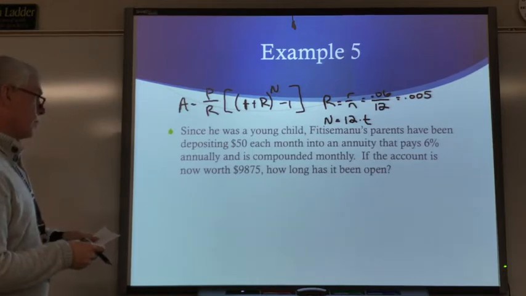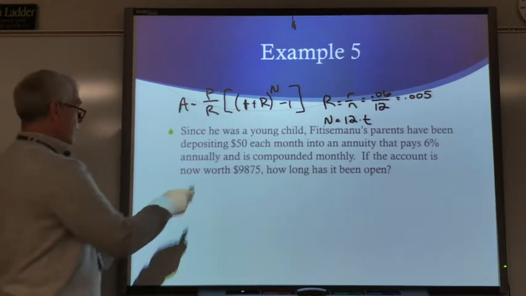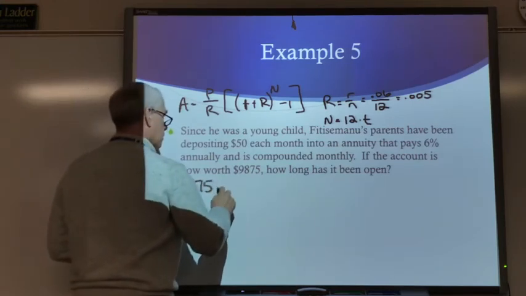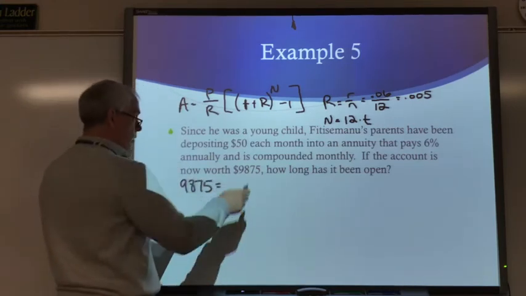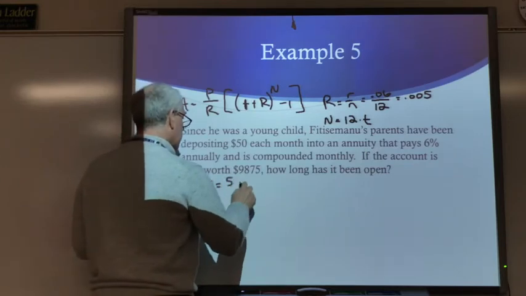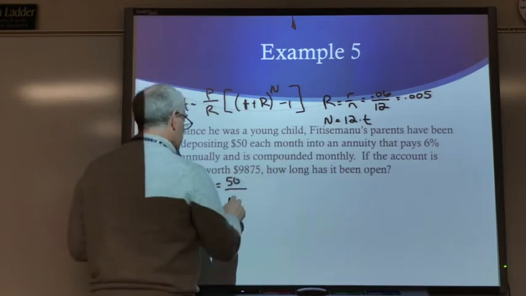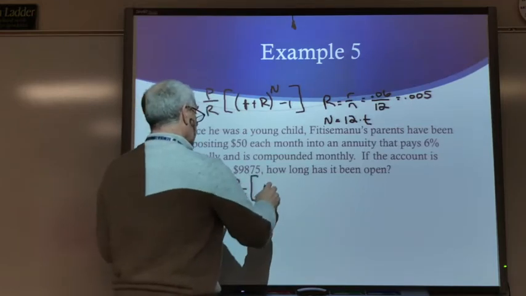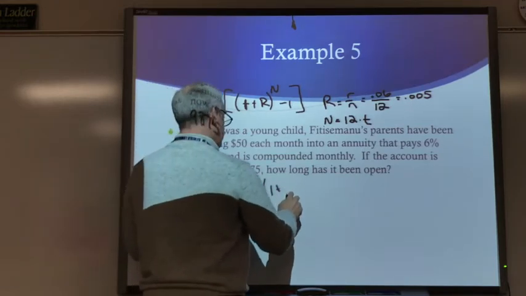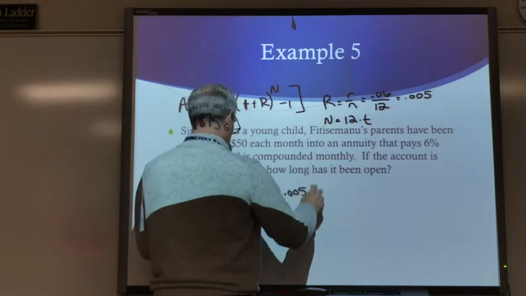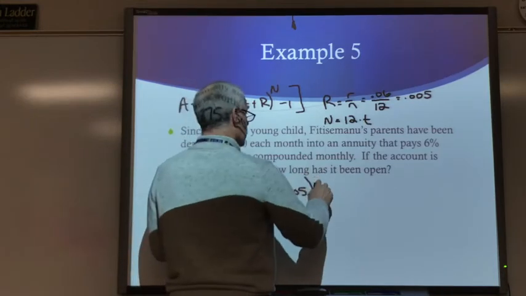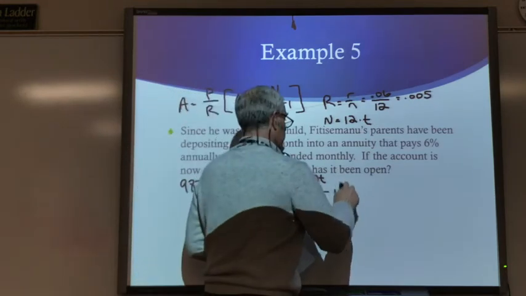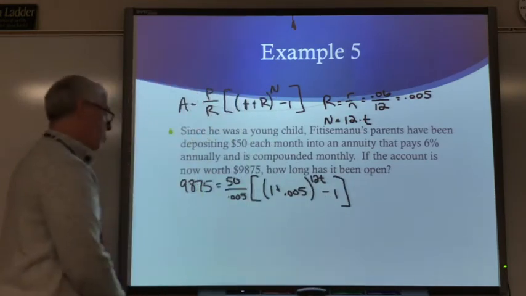Okay, so if the account is now worth $98.75, that's the A. Okay, P, that's 50. I'm putting 50 into the account over big R, which we said was 0.005. Okay, and then I have 1 plus 0.005, that's that big R again, raised to the 12t, that was our big N, minus 1. Okay, and I'm supposed to solve for t.